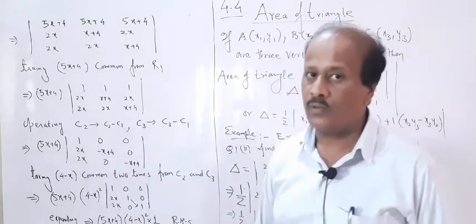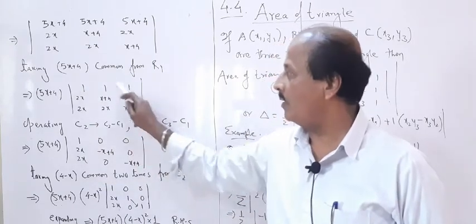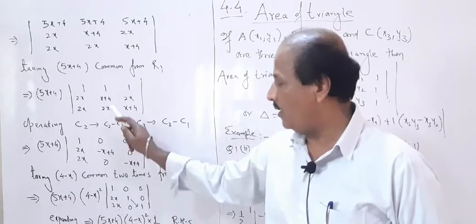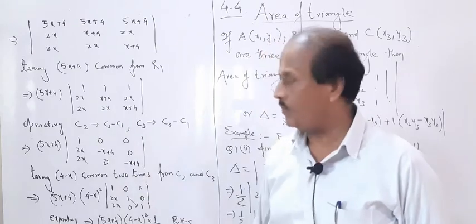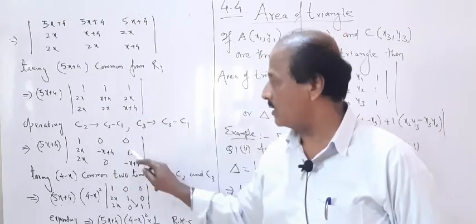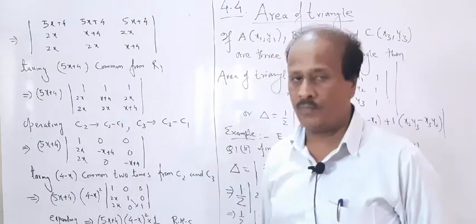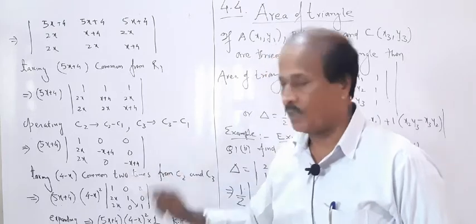As soon as I do this, see, 1 minus 1 is 0, 1 minus 1 is 0. So you will get 2, 0 here. Here x plus 4 minus 2x will be minus x plus 4. Then 2x minus 2x will be 0. Then 2x minus 2x will be 0. And x plus 4 minus 2x, you will get minus x plus 4.